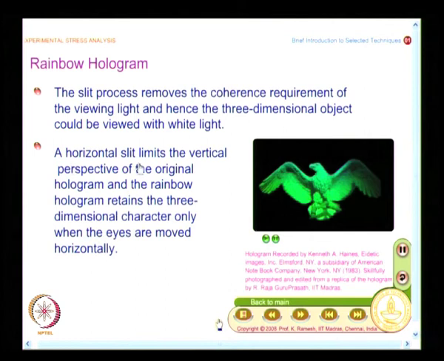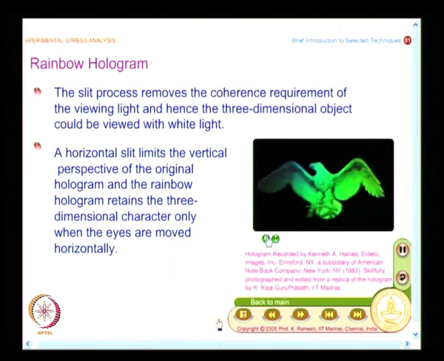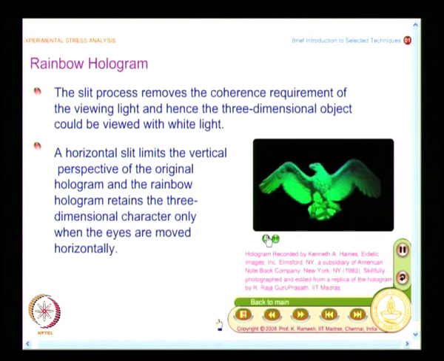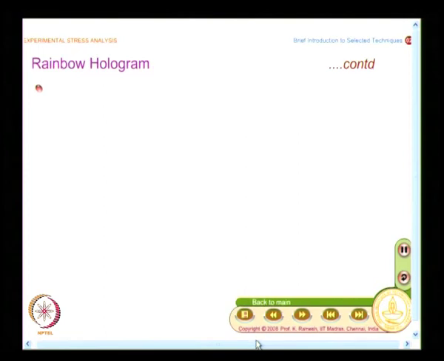So, you have a horizontal slit that limits the vertical perspective of the original hologram, and the rainbow hologram retains a 3-dimensional character only when the eyes are moved horizontally. When I move my eyes horizontally, I have a 3-dimensional representation. If I move the eyes vertically, I would not have a 3-dimensional representation. I would have only rainbow of colors, and here again recording is difficult. Its recording is very difficult, and that was done by my student, and that is what you will see here. You will see beautifully the play of colors.